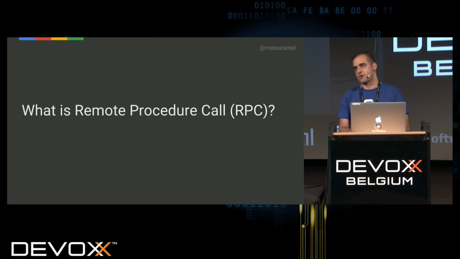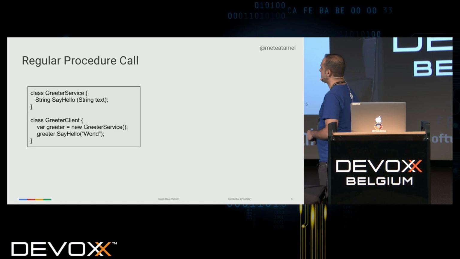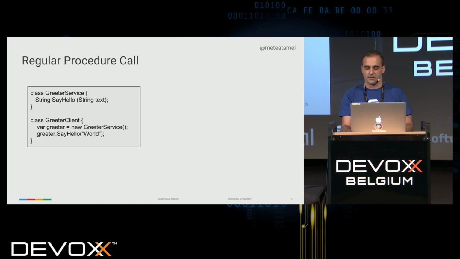So what is remote procedure call? I just want to cover this so that people are all on the same page. So normally, this is a regular procedure call. So imagine you have a greeter service that has a say hello method. And it's very simple. It takes in a text as string and returns a string as well. And if you want to use this from a client, let's call it greeter client, you can create the service, and then you can just call the method on it with the parameter, and that's it. You know, this is what we do, and everything is in the same machine. That's the box. It's the same machine. And you know, this is simple. Life is simple.